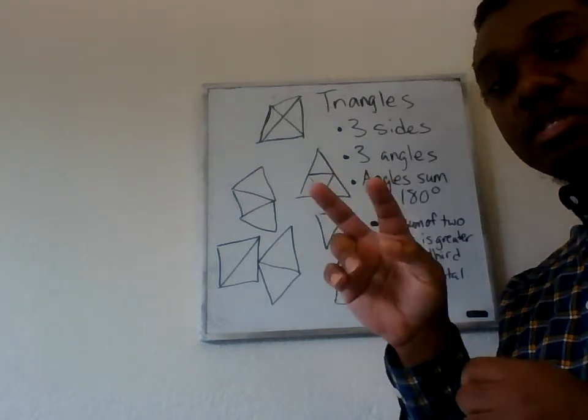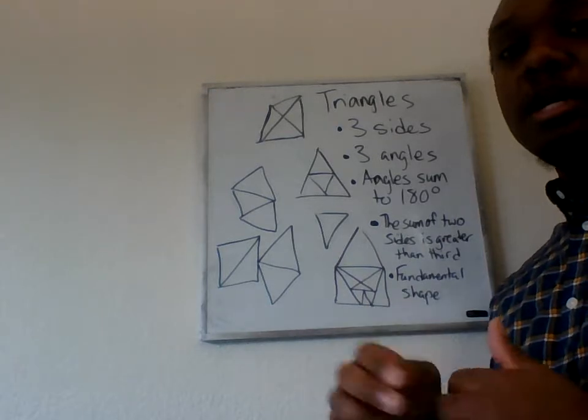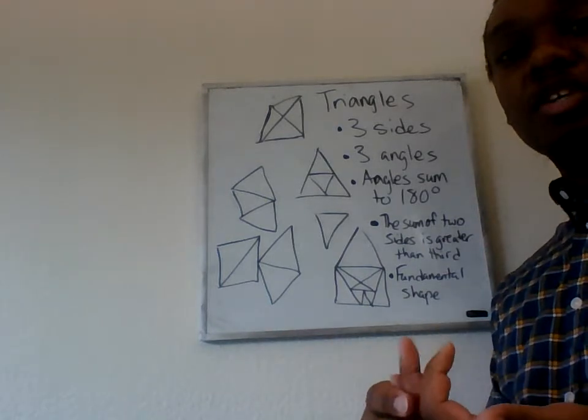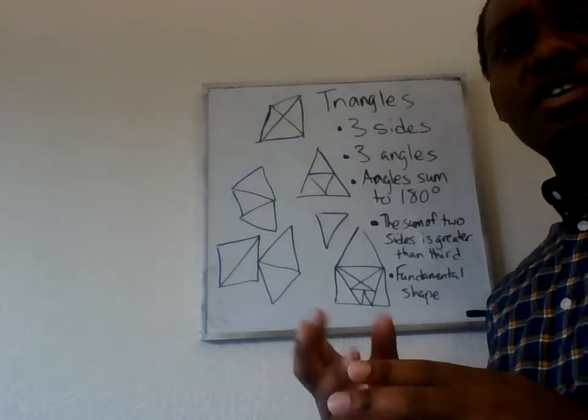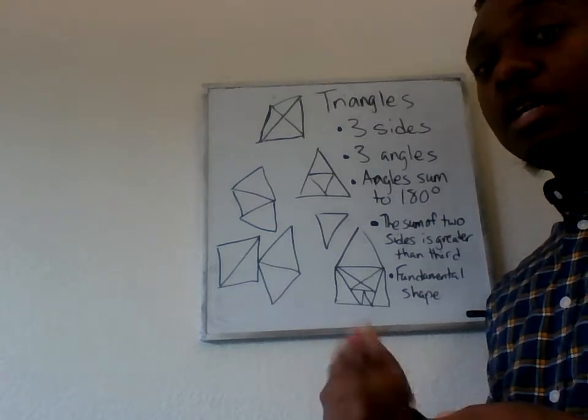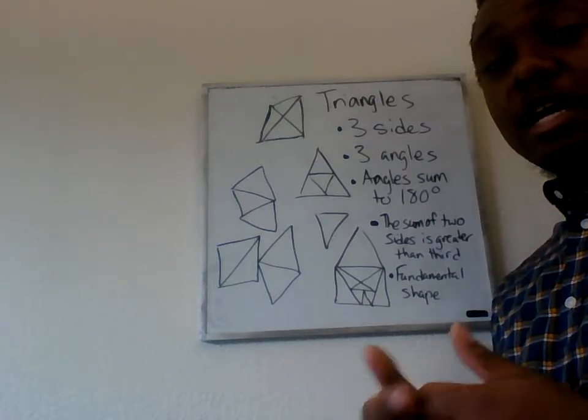And the sum of any two sides must always be greater than the third side. A lot of times people try to make a triangle with sides one and two, and they're like, oh, I can do it. It's like, no, you can't, because one plus one equals two. It's not greater than the third side.